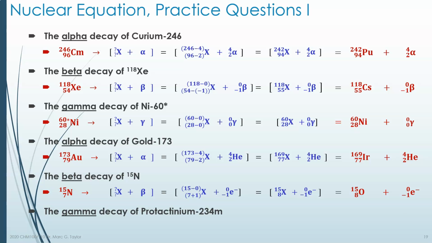And the gamma decay of protactinium-234m, m tells you it's an unstable form.